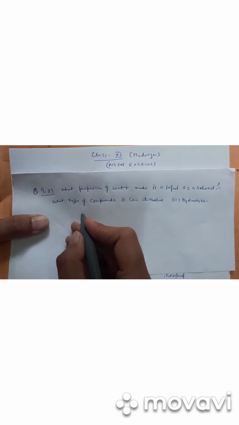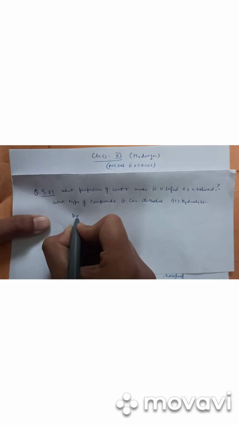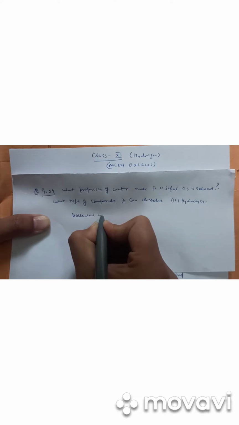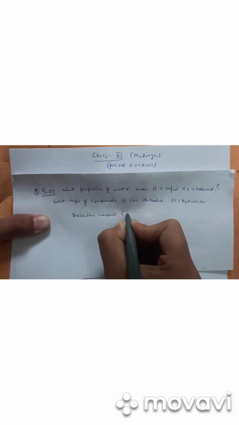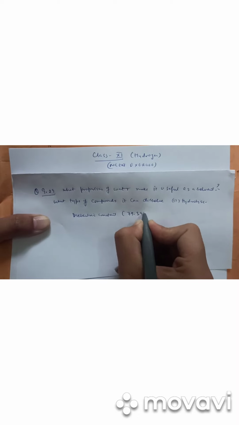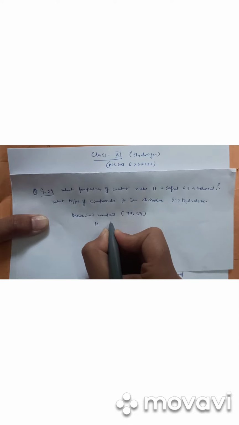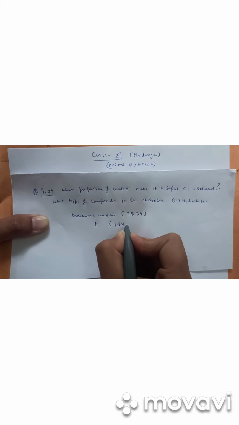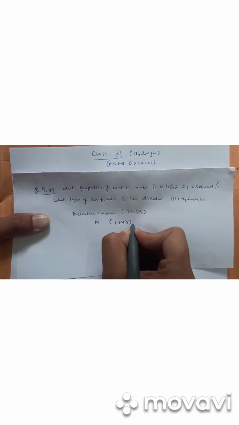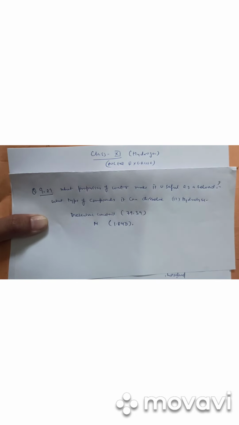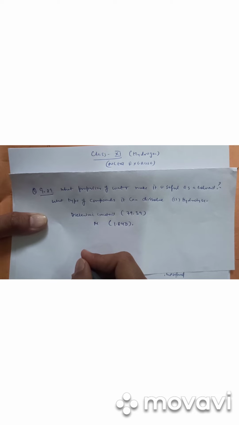So water has a high dielectric constant. Its value is 79.39, and its dipole moment is 1.84 debye. So because of this property, water dissolves most ionic compounds and even many covalent compounds. That is why water is called the universal solvent.